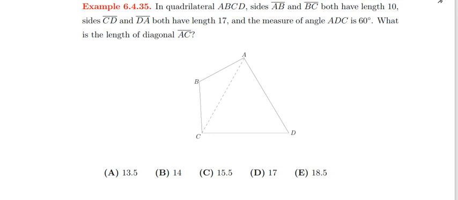Okay, so this problem says we have a quadrilateral ABCD. Sides AB and BC have length 10, so AB is 10 and BC is 10. Sides CD and DA are 17 and 17. And the measure of angle ADC is 60.